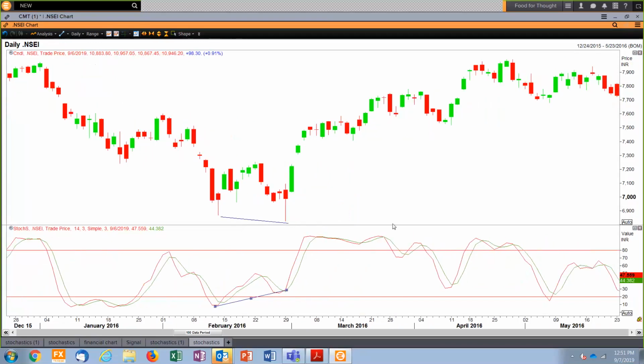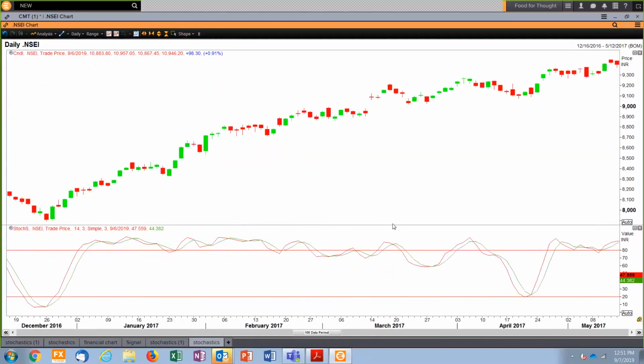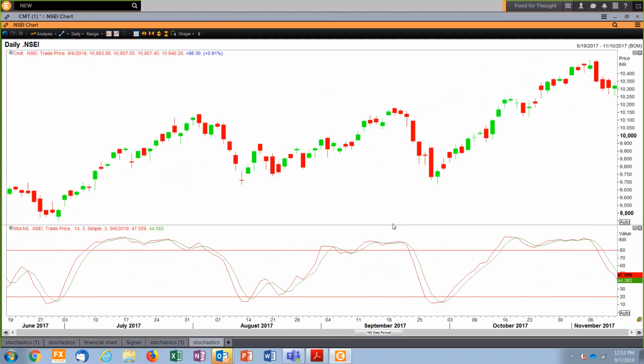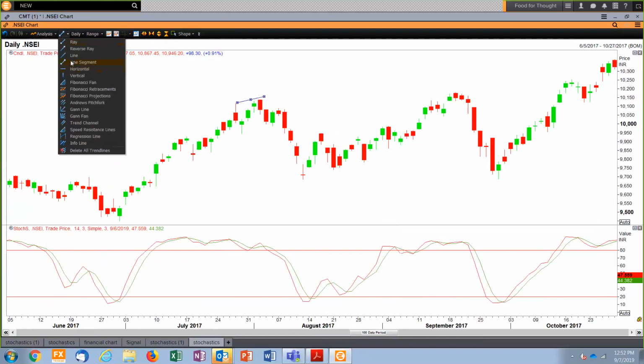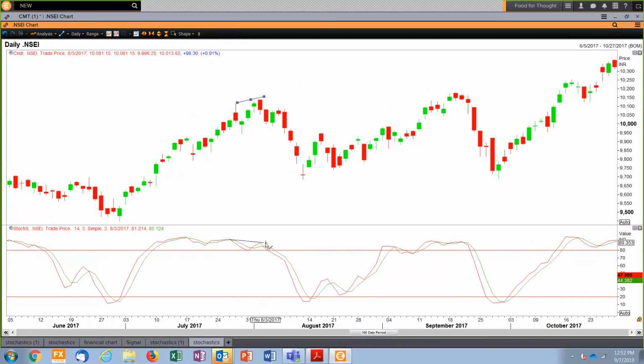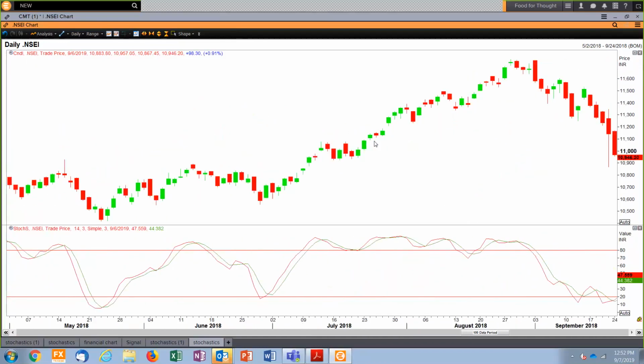So there are various things. Similarly, I can show you some negative divergence examples as well, which have happened on the chart. Here is another example of a negative divergence happening. You can see the stochastic is marking a lower high while the price is marking a higher high, marking a bearish divergence. Like that, there are various examples which you will come across, because this is pretty much a regular phenomenon for both bearish and bullish.